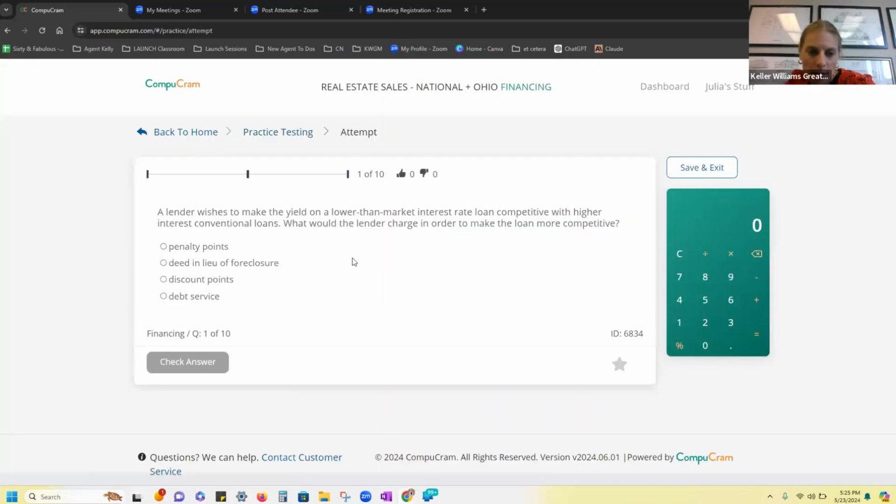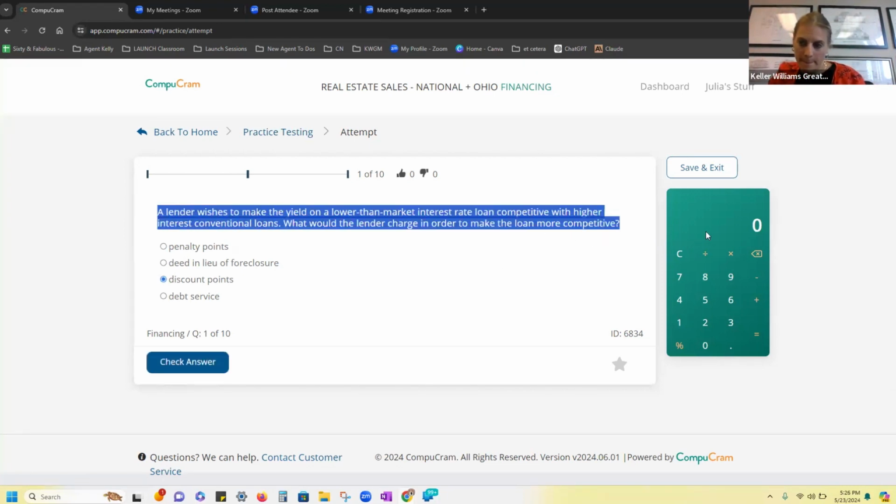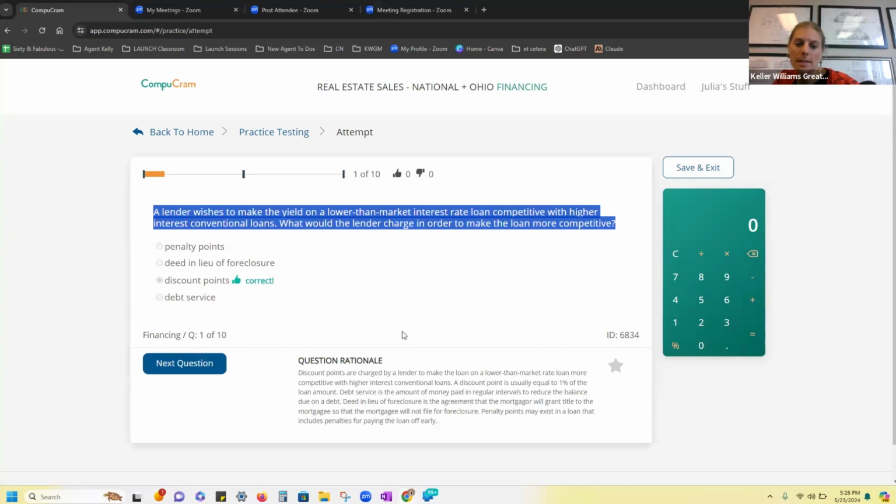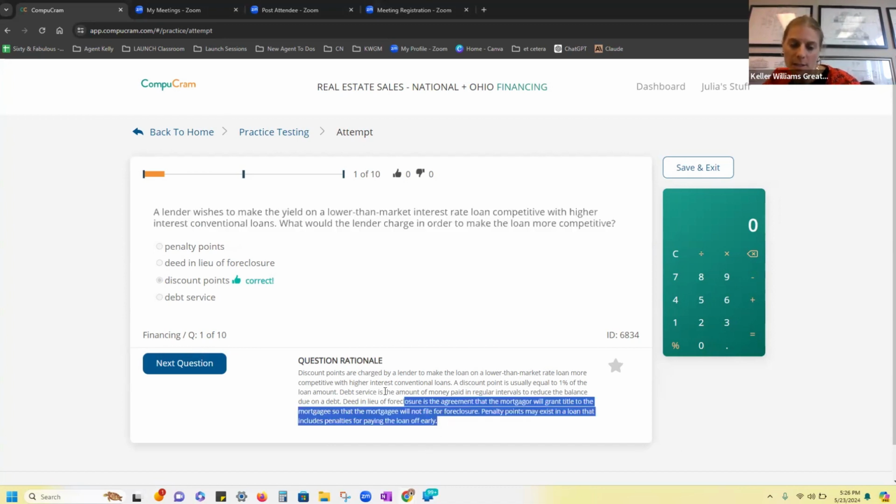Sounds good. Okay, so a lender wishes to make the yield on a lower than market interest rate loan competitive with higher interest conventional loans. What would the lender charge in order to make the loan more competitive? A, penalty points, B, deed in lieu of foreclosure, C, discount points, or D, debt service. Discount points are charged by lenders to make a lower market rate loan more competitive. The discount points is going to be what they would want to charge.